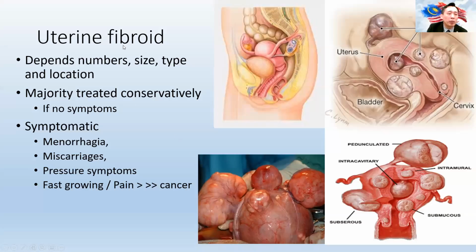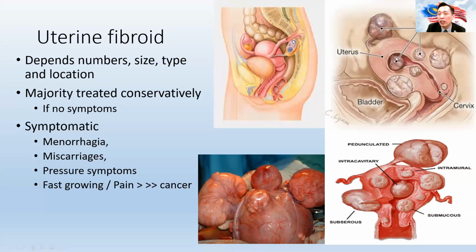For uterine fibroid, the symptoms depend on the number of fibroids, the size, and the type and location of the fibroid. If you look at the right upper image, you can see a submucosal fibroid, which is inside the uterine cavity. This will create a lot of heavy bleeding because the uterus is not able to contract. There's a mass inside, and it can bleed on and off.